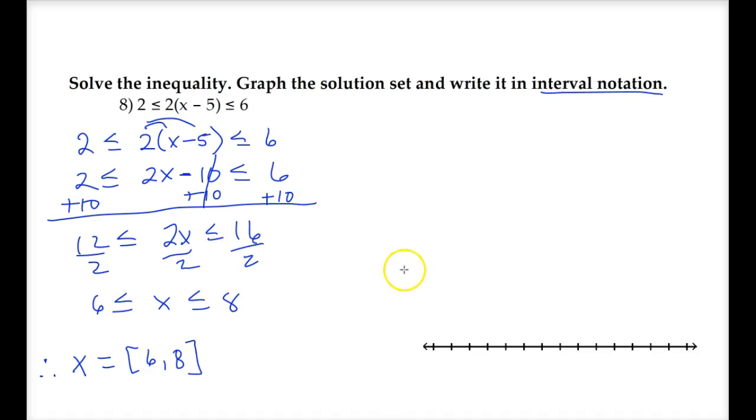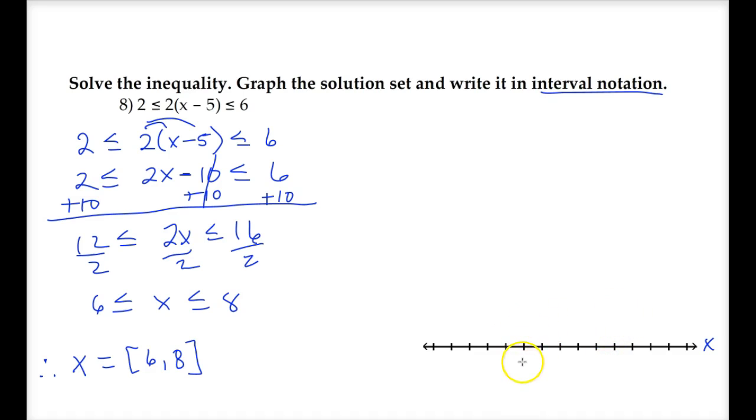Now, as far as how you're going to graph your actual solution set, there are several different ways you can do this. When I worked it out, I had all these things nice and numbered, and I think I had 6 here and 8 there, and I kind of did the brackets there. It really doesn't matter. Just as long as you sort of identify where 6 is, where 8 is, and you do your brackets.